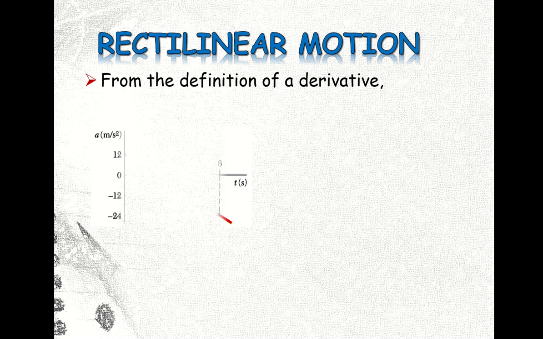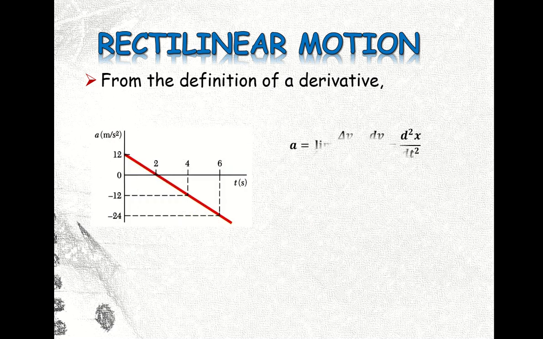Now, from the definition of a derivative, if we're going to graph the acceleration, this is the graph. Remember that the acceleration is just the derivative of the velocity, or the change in the velocity with respect to time. So instantaneous acceleration is defined as the limit of the change of the velocity with respect to time as delta t approaches 0, or this is the derivative of v with respect to t.